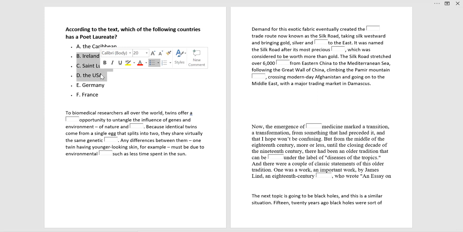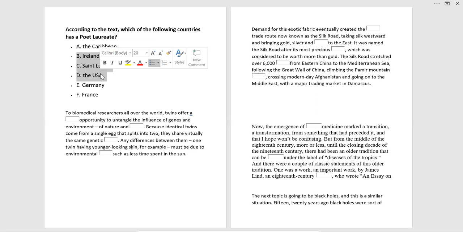Okay, and about the Caribbean, let me see if you have marked this. Who's that wonderful Caribbean poet, the one that wrote Omeros? Derek Walcott. That's him. He was the poet laureate of St. Lucia. So they mentioned a Caribbean person, but he is the poet laureate of St. Lucia. So that makes C the answer, and A is not the answer.